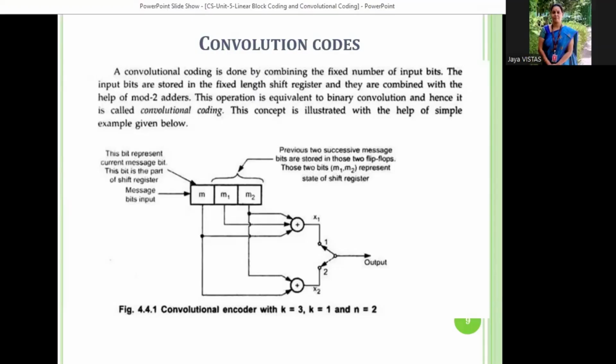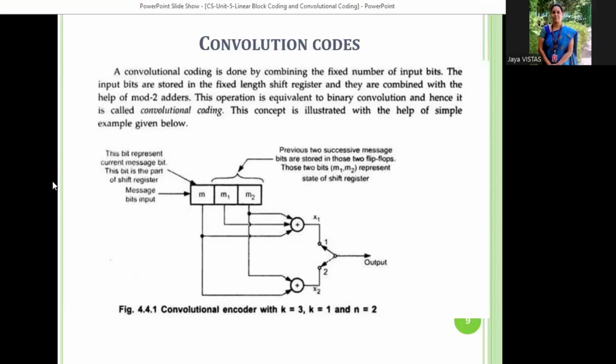Then there are two outputs in the convolutional code. The input bits are stored in a fixed-length shift register. These are the shift registers m1 and m2; assume these are buffers or flip-flops. Here the previous two successive message bits are stored in those flip-flops. So we can say this is a shift register, flip-flop, or buffer. It represents the state of the register, so m1 and m2 represent the state of the encoder of the convolutional code.